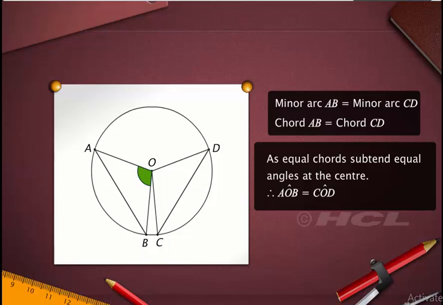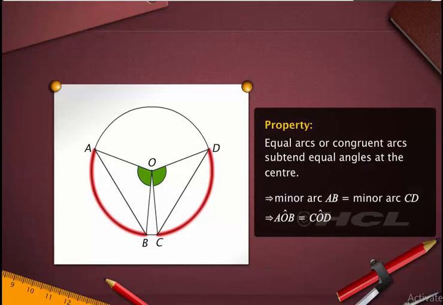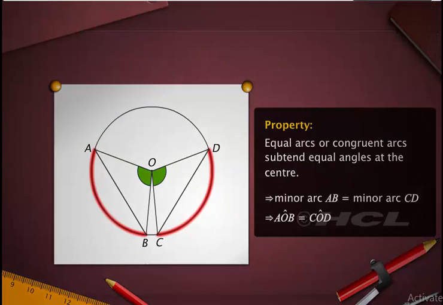Observe that angle AOB subtended by chord AB is the same as the angle subtended by minor arc AB at the center. Similarly, angle COD subtended by chord CD at the center is the same as the angle subtended by minor arc CD at the center. Therefore, the minor arcs AB and CD also subtend the angles AOB and COD respectively. Thus, we can say that equal arcs or congruent arcs subtend equal angles at the center.